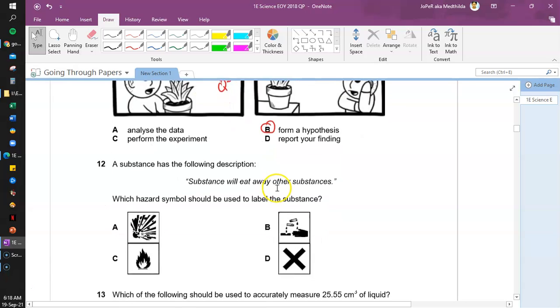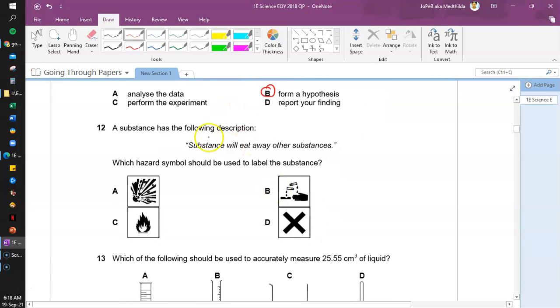Okay, next. For the following substance with the following description, which hazard symbol should be used? It says the substance will eat away other substances. Actually, this term eat away is sort of like the idea of corrode. So whenever you see a substance will eat away other substances, think of the word corrosion. So therefore, the only answer is B.